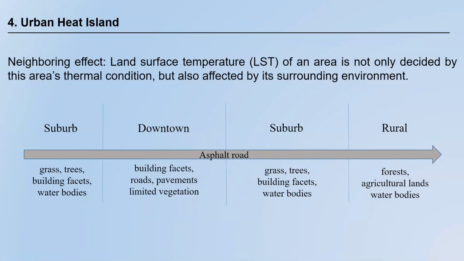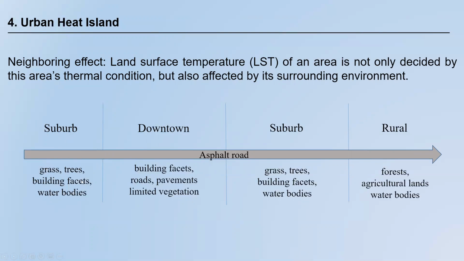If we do not consider a neighboring effect, all these pixels should have the same land surface temperature, right? Because they have the same percentage ISA. That's the thought of the pixel-based method. But the problem is that this road is going through the whole city, right? In the suburb, this road is surrounded by grass, trees, building facets, and water bodies.